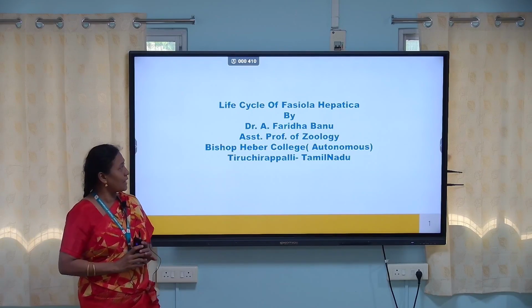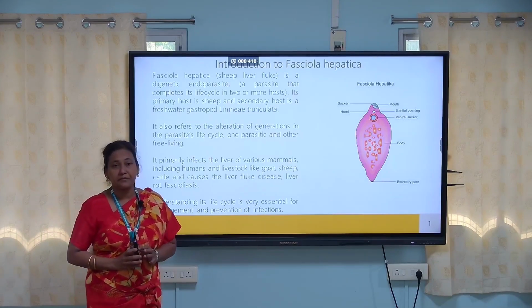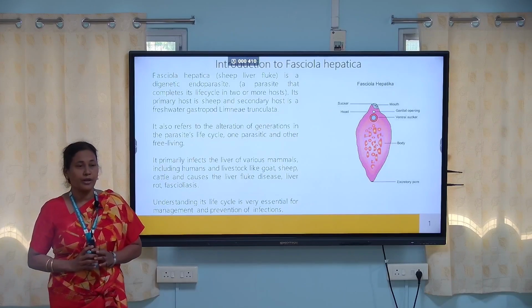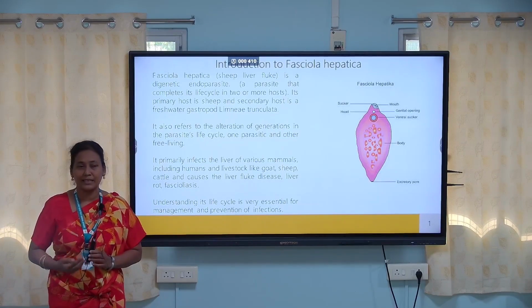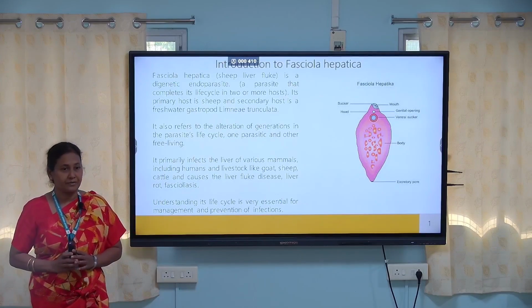So, when we talk about the life cycle, it is about Fasciola hepatica. How it reproduces, how it attains the host, and how it lives, all that we will see in the life cycle.